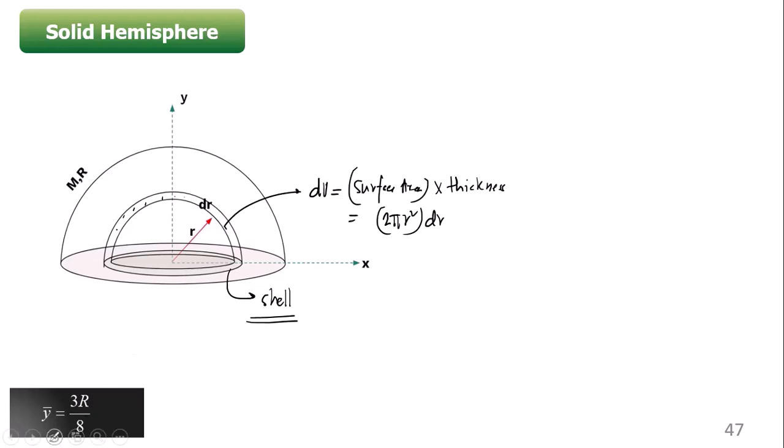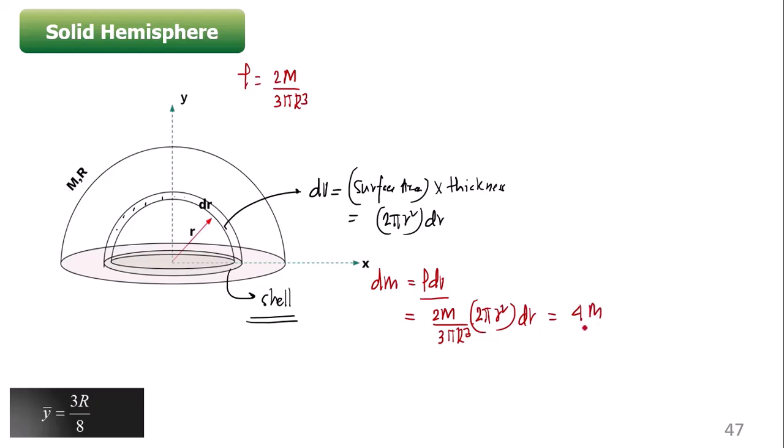So now what is the mass inside this volume? Corresponding to that, the dm can be written as rho into dv. Now I already calculated the value of rho. Rho is basically 2m by 3 pi R cube. Once I put this number, that gives the value of dm: 2m by 3 pi capital R cube into 2 pi small r square into dr. So ultimately I am getting 4m by 3 R cube into r square dr. That is the dm number.